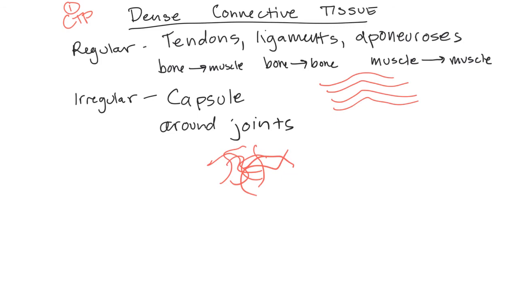Yes? So all the regular tissue, tendons, ligaments, and aponeuroses, they're all regular dense connective tissue, parallel strands. Okay. Irregular is irregular.